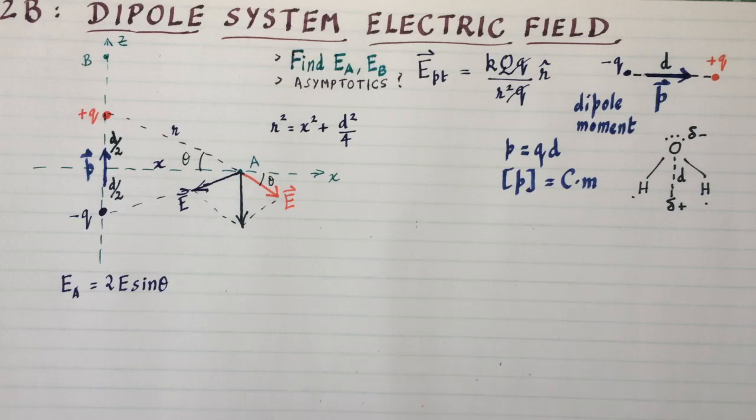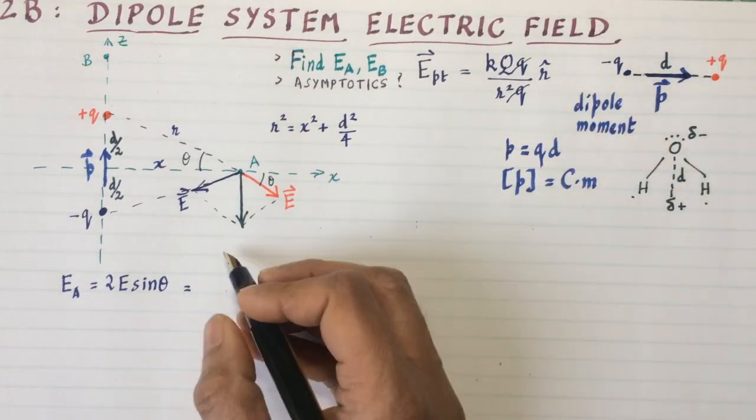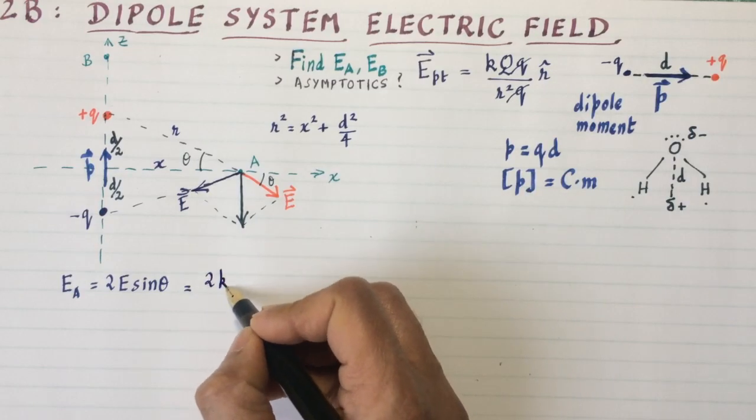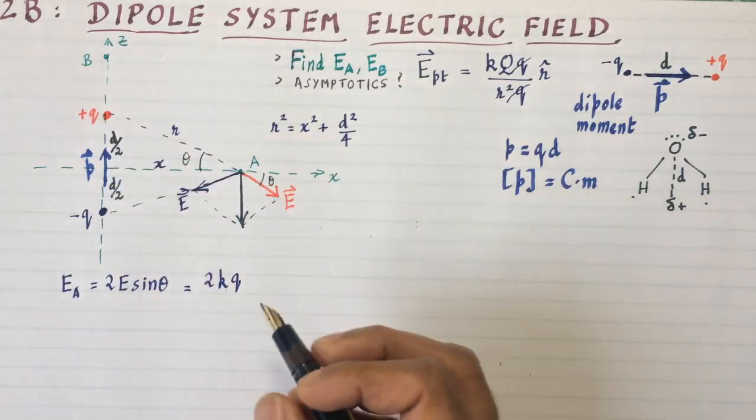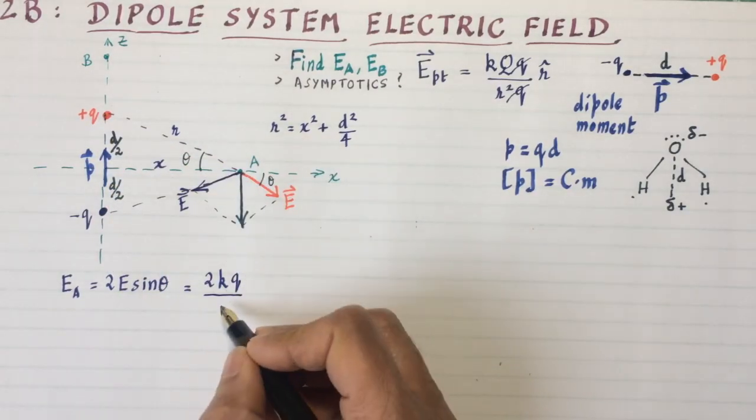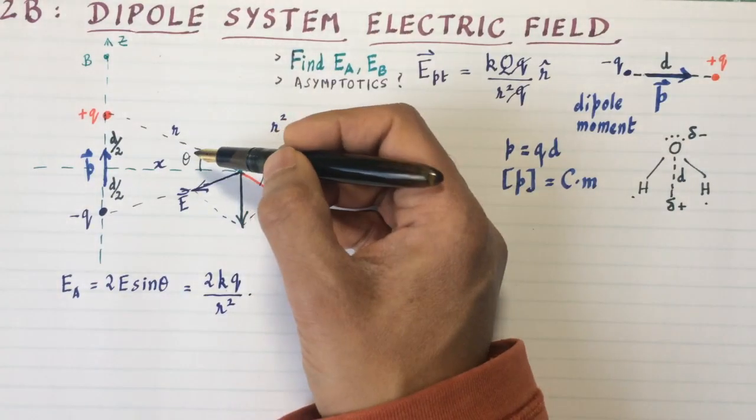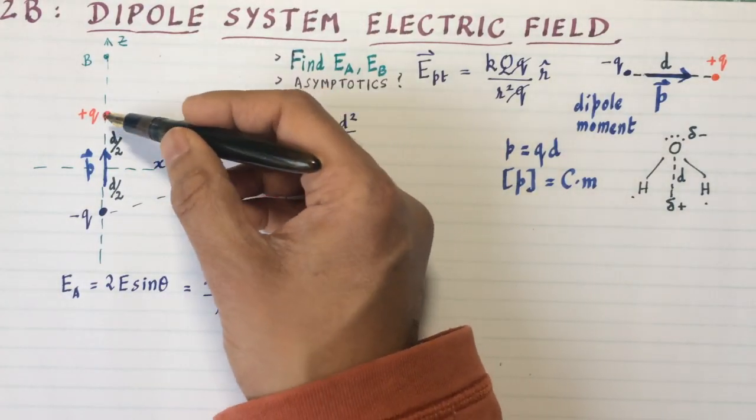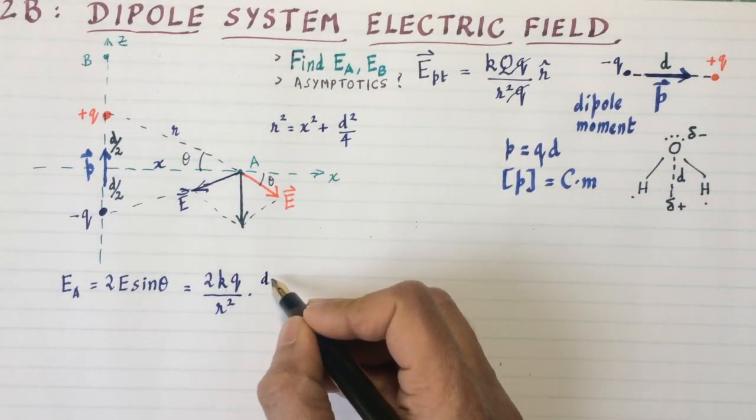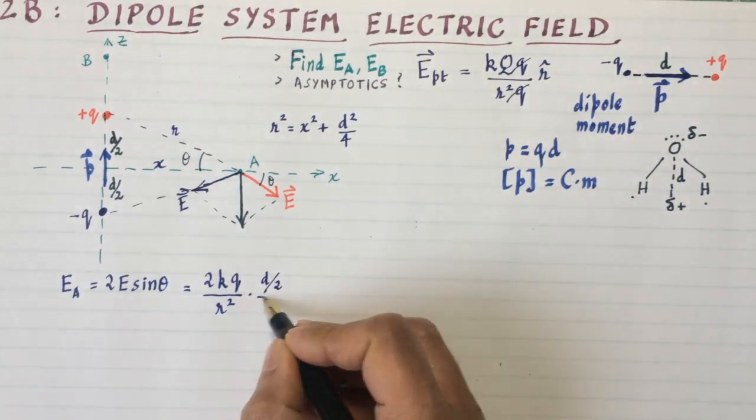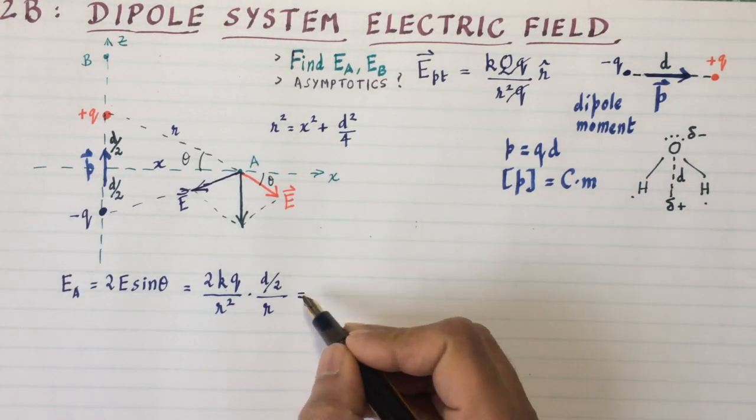Okay, so now I have the expression here. The electric field of a point charge can be used. So it's 2 times k little q, the capital Q has been taken over by little q here, divided by r squared times sine theta. Now if you look at this triangle, sine theta is opposite over hypotenuse. So that's d over 2 over r. So that looks like a pretty nice expression.